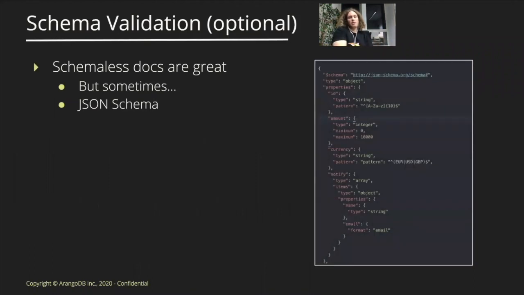Schema validation. I think a core feature of document databases, why a lot of people are using them, is that they are schema-less. I don't have to define a schema up front. I can change it on the fly and also extend it on the fly. But sometimes there are use cases where I would like to have a well-defined schema.